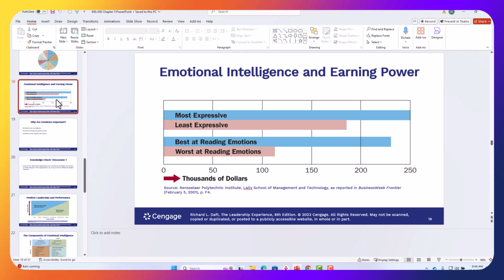When you see the least expressive people, the worst at reading emotions, they earn less. They're not as valued, and they're not as coveted as people who can read emotions, people who are expressive, people who can make people feel good even in a bad situation. Those are the kind of leaders who are coveted and in demand.